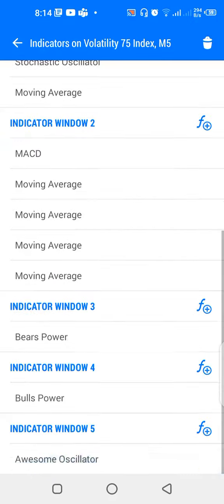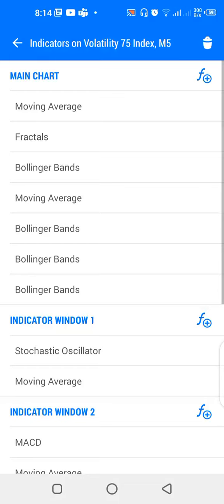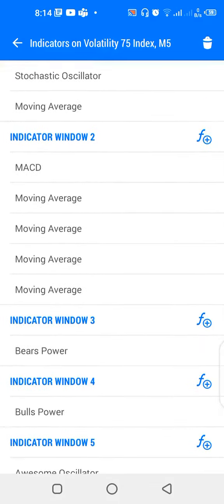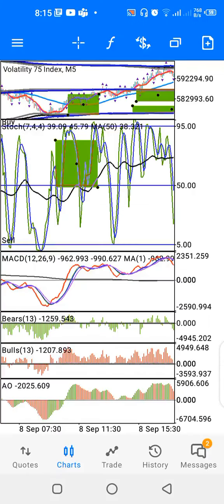Color is blue. Still on indicator window 2, another moving average. Period is 13, shift is 0, method is simple, apply to first indicator's data. Color is purple. So that's about that for indicator window 2. So let's go to the charts and see how it works.